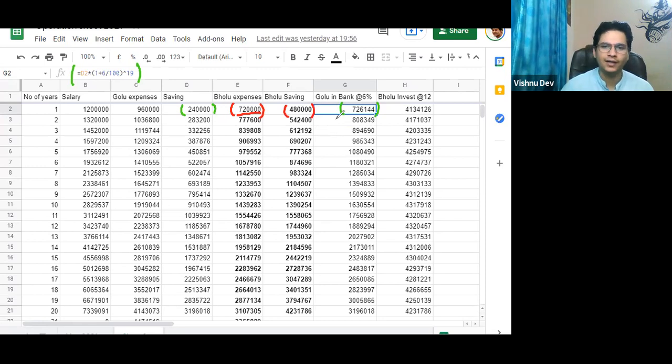And Bholu is financially educated. Bholu is smart, right? Bholu is like you guys, है ना? So Bholu is investing. Bholu is not saving in bank. Bholu is investing, है ना? And where to invest? Today we will answer where to invest, right?